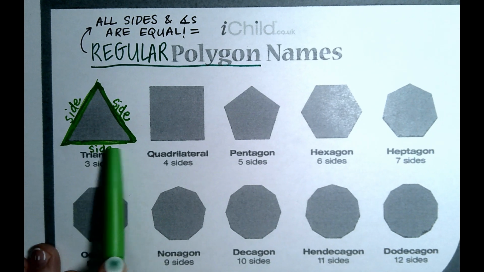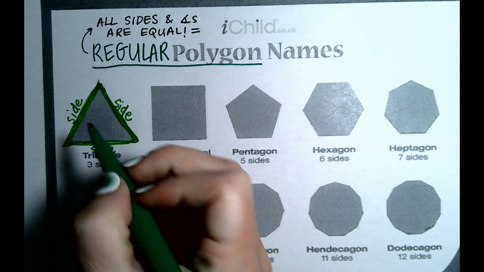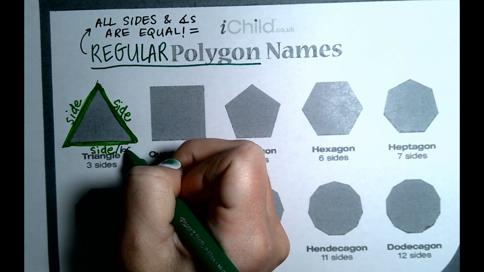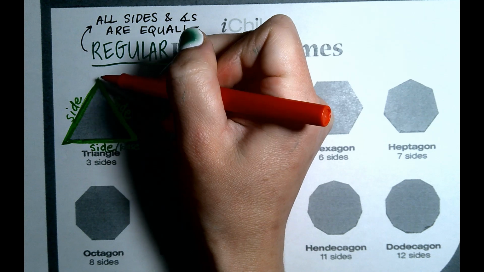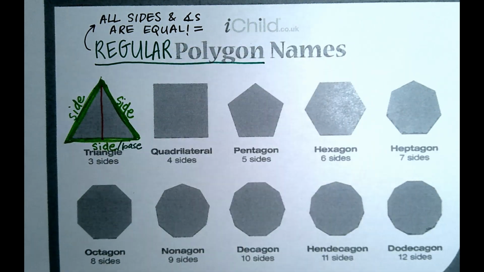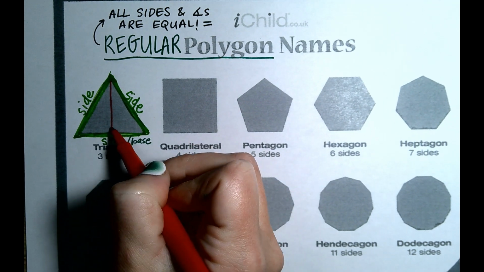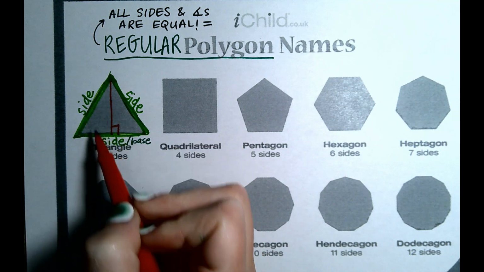This could also be the base because it's on the bottom. So I'm going to write side slash base. But since it's a regular polygon, it doesn't really matter since they're all the same size. And then right down the middle of your triangle, we're going to have a line that goes straight up and down at a right angle. And this would be our height.